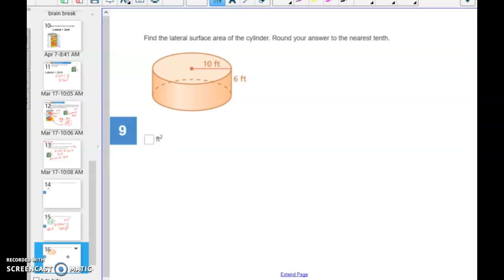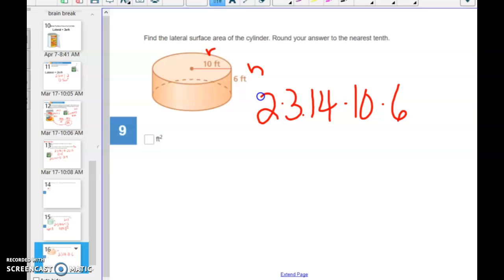All right, number 9 says find the lateral surface area, which you know is 2 pi RH. So 2 times 3.14 times my radius, which is 10, times my height, which is 6. 2 times 3.14 times 10 times 6 gives me an answer of 376.8, and that is already rounded to the nearest tenth, so that is the answer that you would enter in for that one.